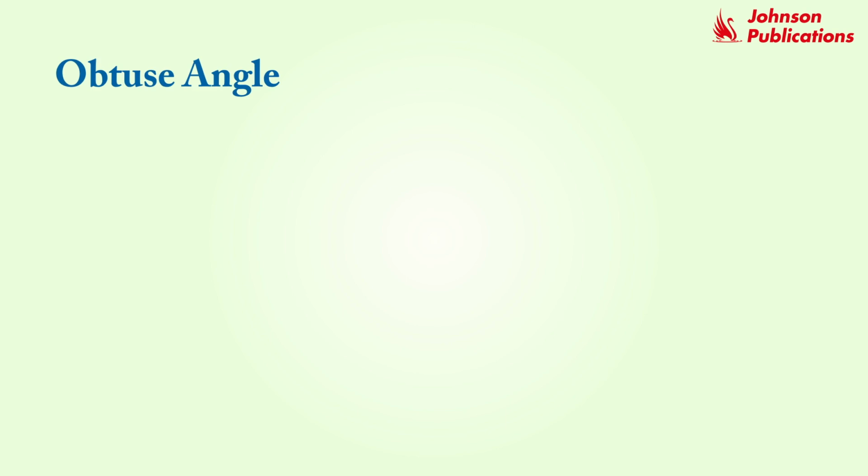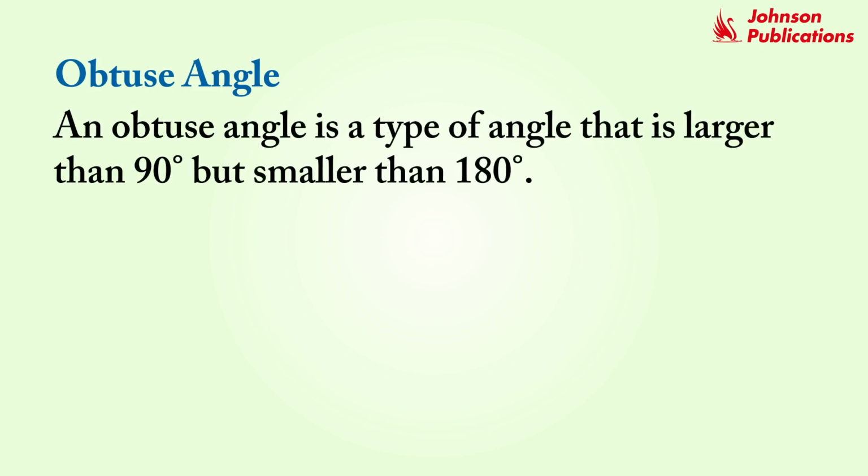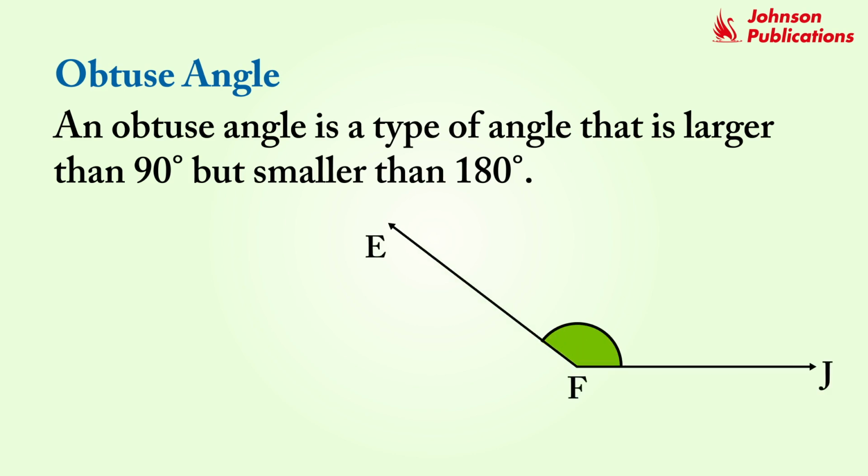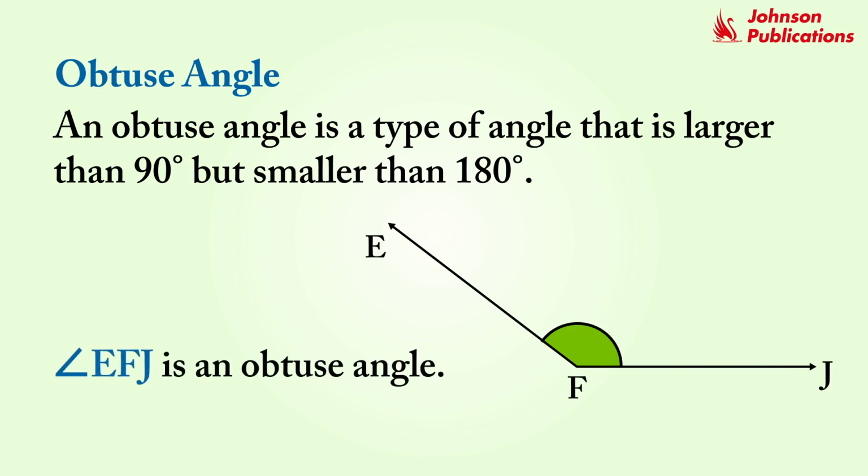Obtuse angle. An obtuse angle is a type of angle that is larger than 90 degrees but smaller than 180 degrees. Angle EFJ is an obtuse angle.